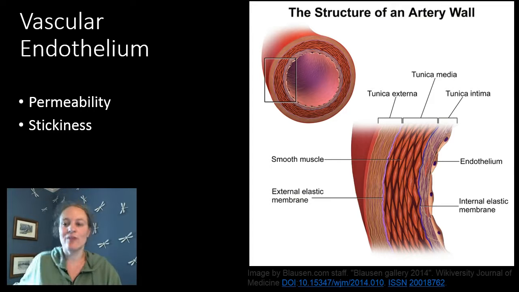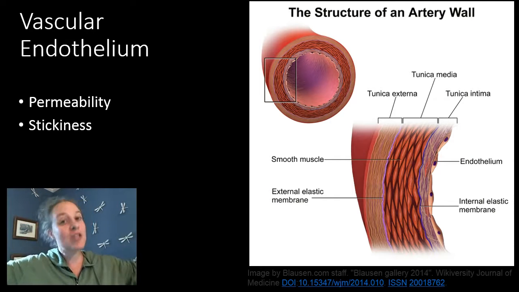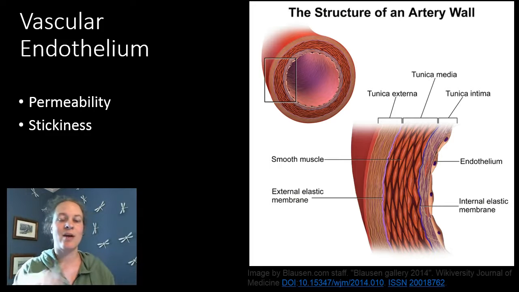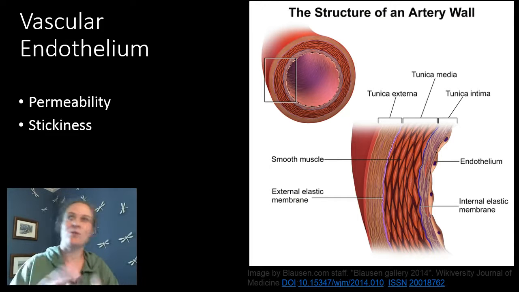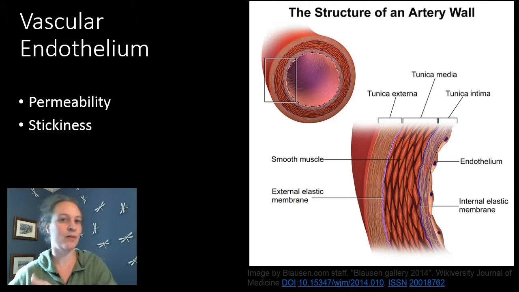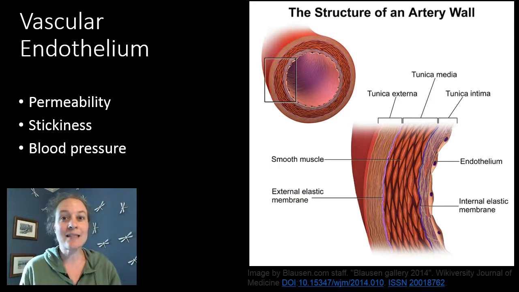clots. The endothelial cells can express things called adhesion molecules or other types of proteins or constituents that might cause platelets or other things traveling in the blood to stick there instead of to move on by smoothly. So that's a little change that the endothelium can make that contributes to health or disease. And lastly, the endothelium is directly involved in regulation of blood pressure at the local level.